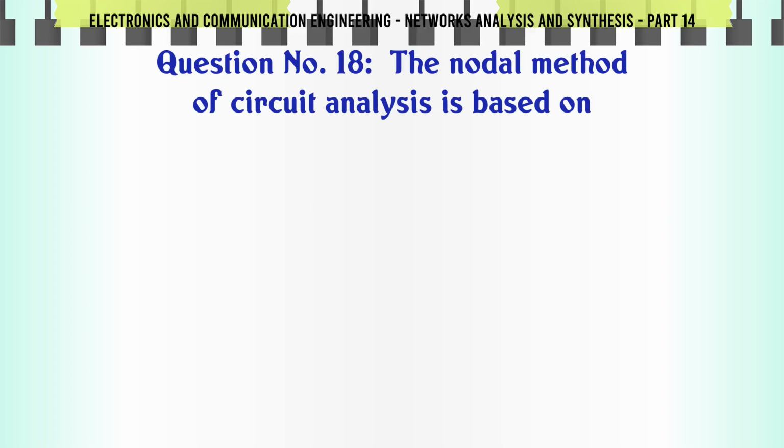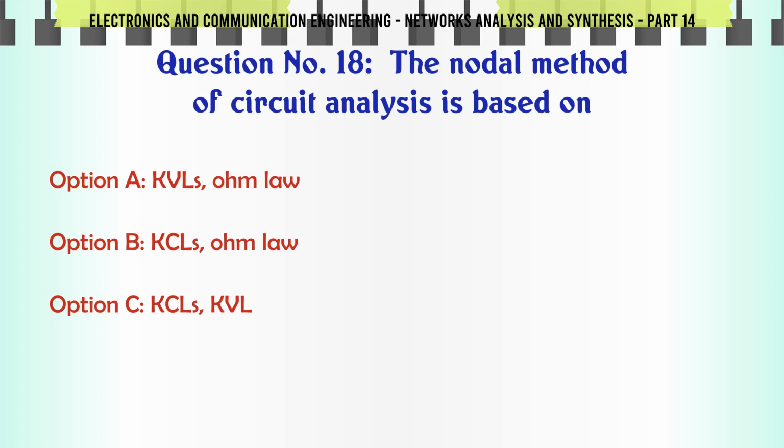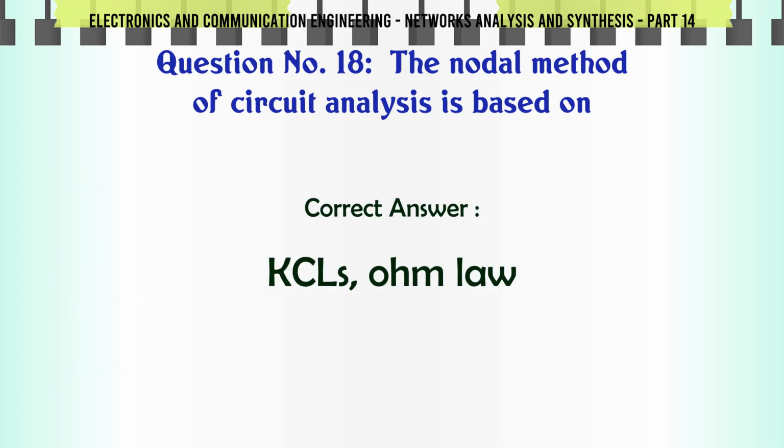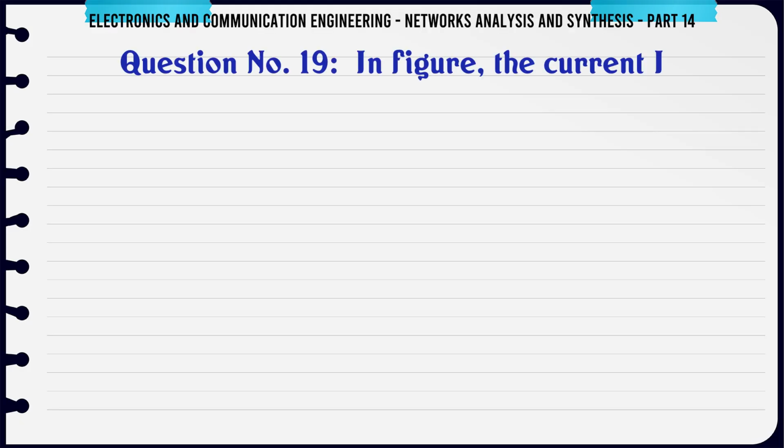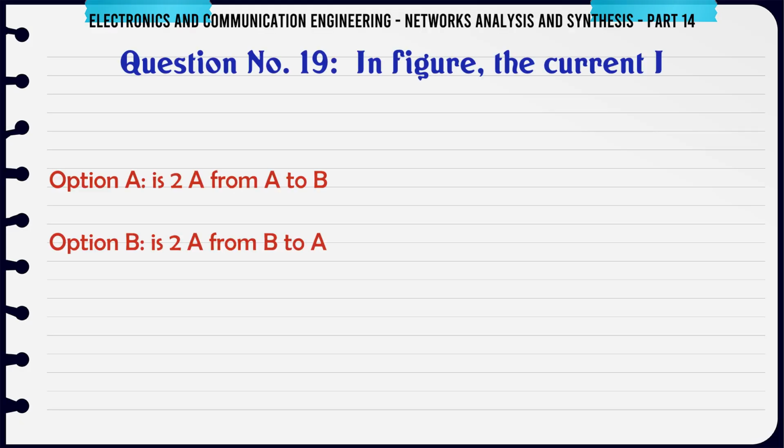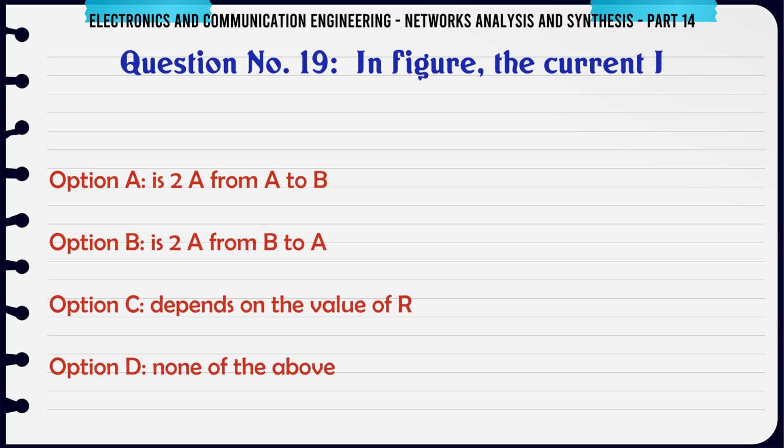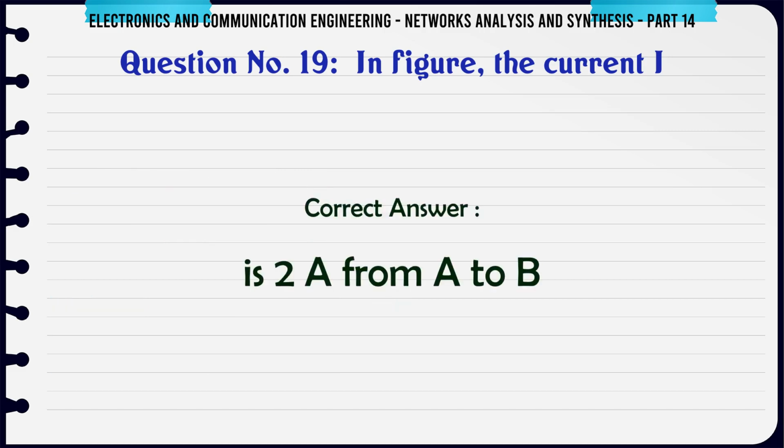The nodal method of circuit analysis is based on A. KVL and Ohm's law, B. KCL and Ohm's law, C. KCL and KVL, D. KCL, KVL and Ohm's law. The correct answer is KCL and Ohm's law. In the figure, the current I is A. 2 A from A to B, B. 2 A from B to A, C. depends on the value of R, D. none of the above. The correct answer is 2 A from A to B.